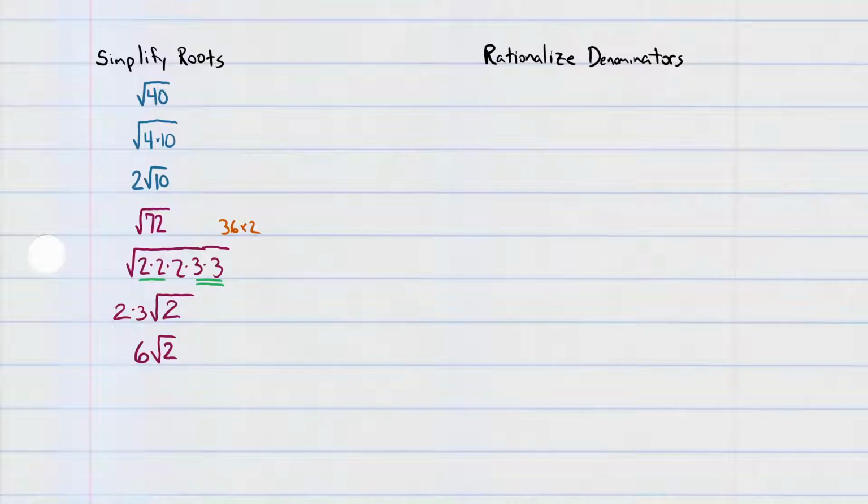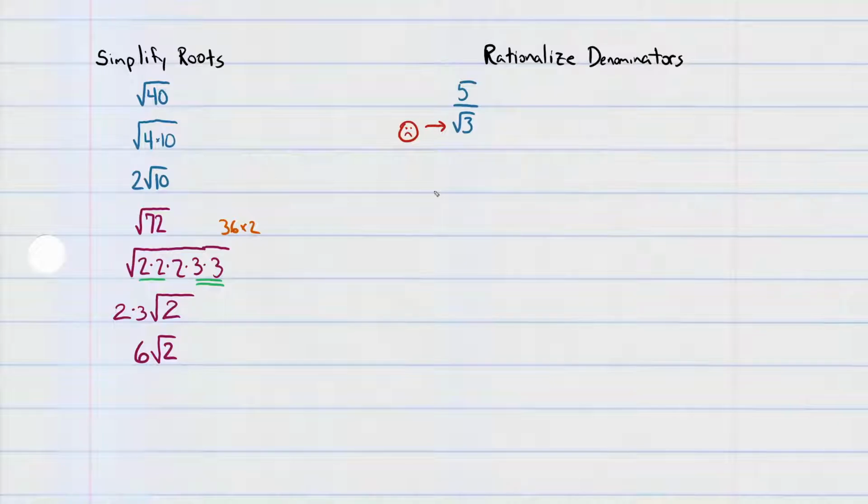Now, rationalizing denominators. Again, this is just something that shows up in the middle of your algebra problems, and you have to be aware of how to deal with it. So you might be in the middle of an algebra problem, and you end up looking at this number, 5 divided by the square root of 3. Well, for several reasons that I won't get into in this video, we don't like having irrational numbers, or in particular roots, in the denominator of a fraction.